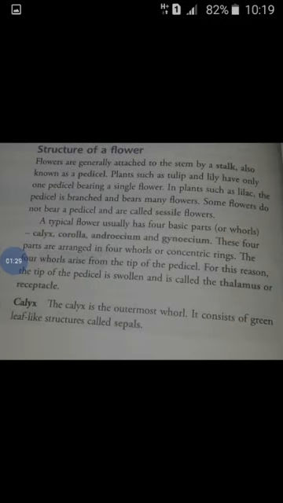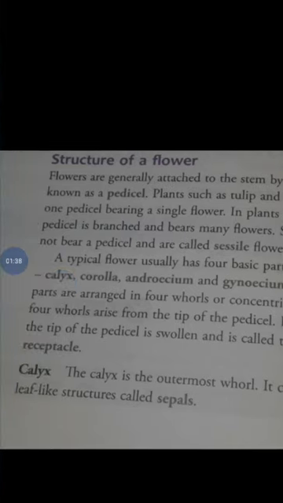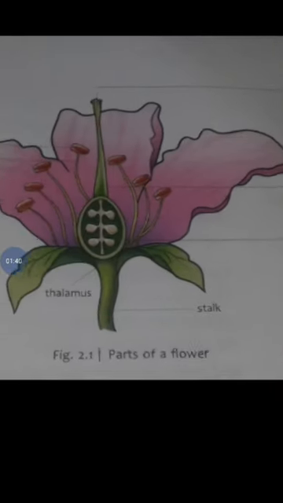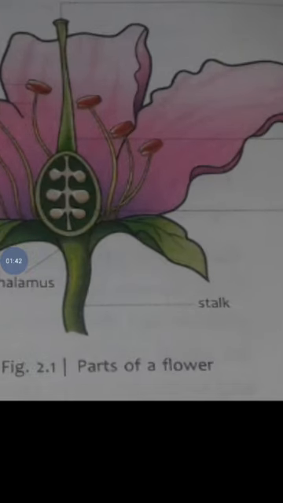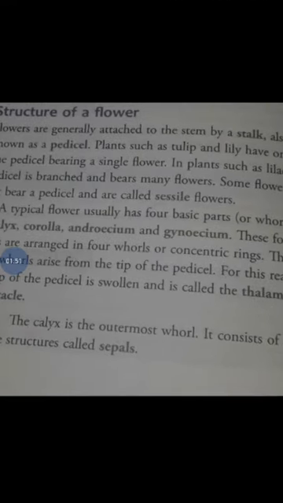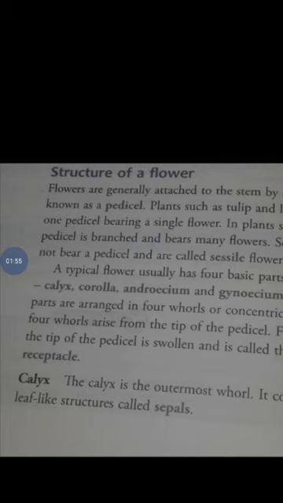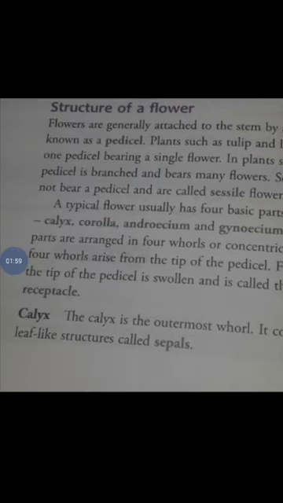Now, the structure of a flower. Flowers are generally attached to the stem by a stalk. You see the diagram. This is a green structure which is known as a stalk, and the flower is attached to it. Now, a typical flower usually has four basic parts: calyx, corolla, androecium and gynoecium.